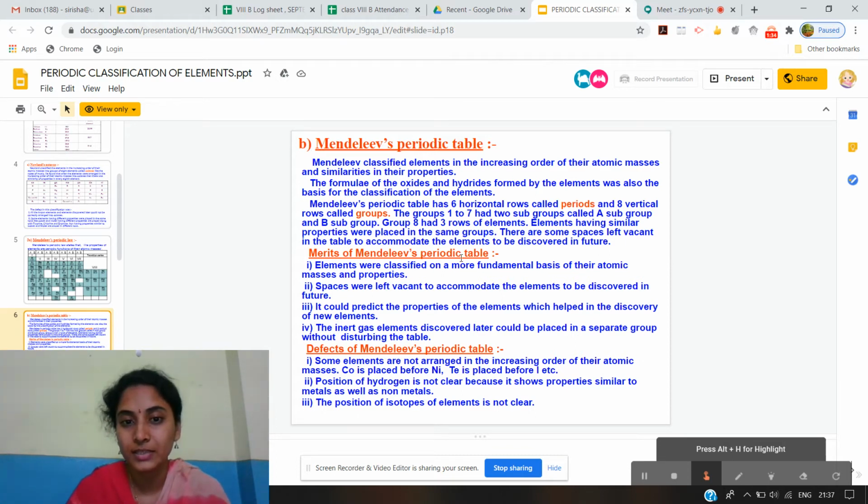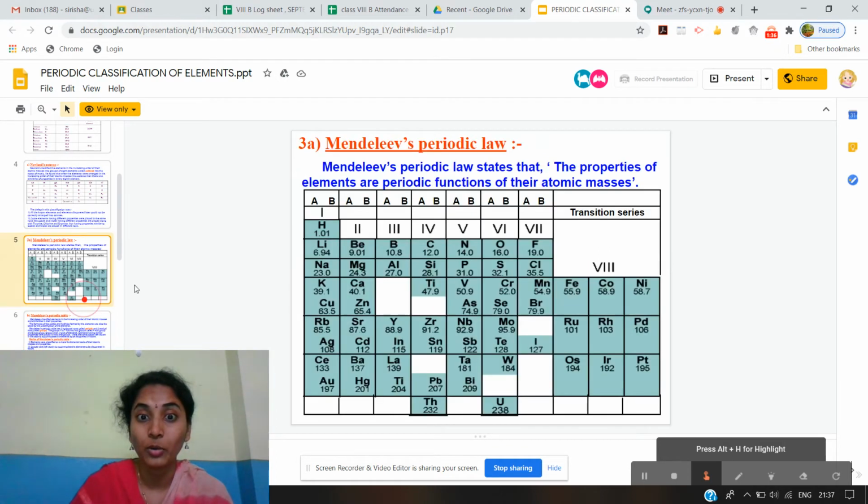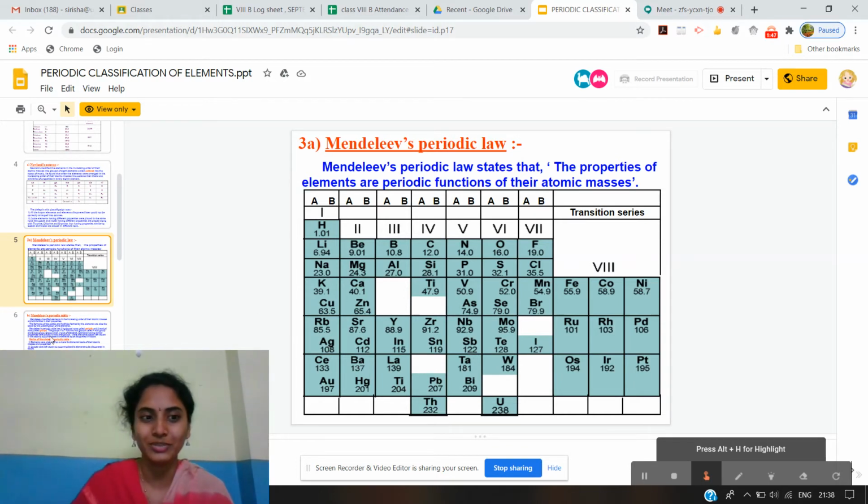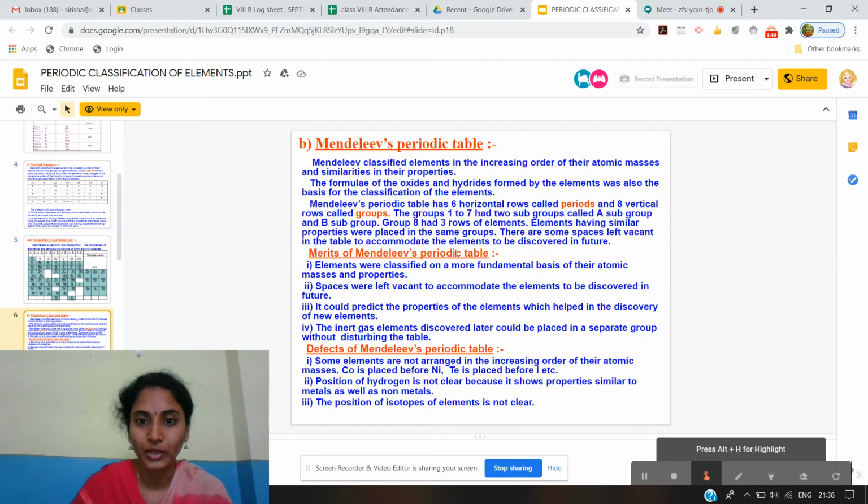Some spaces were left vacant in the table to accommodate any further new discovery of elements. Mendeleev has put some spaces in the middle for the accommodation of these elements in the future.